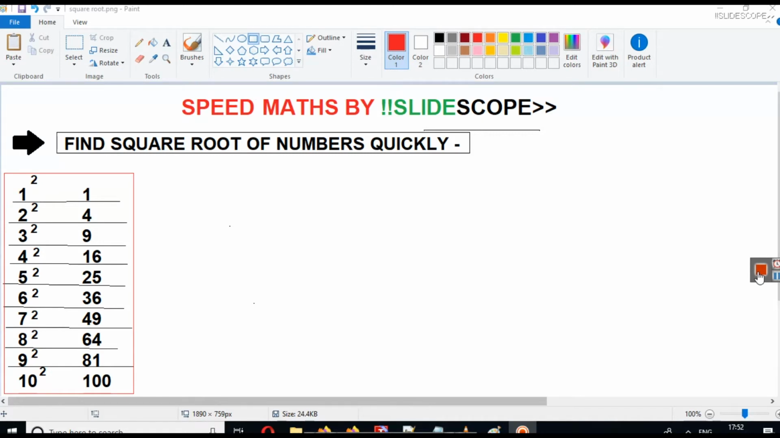So now we will see some examples, and before seeing those examples, you have to see this. You must remember the squares of numbers from 1 to 10. This is a must, and it is really easy, and I hope most of you do remember these squares. So the square of 1 is 1, 2 is 4, 9, 16, 25, 36, 49, 64, 81 and 100.